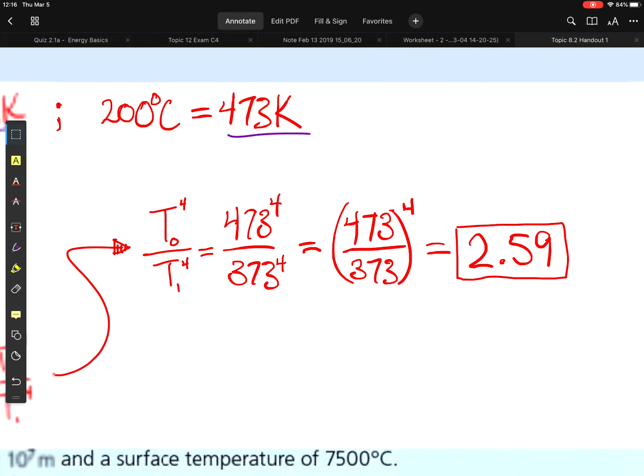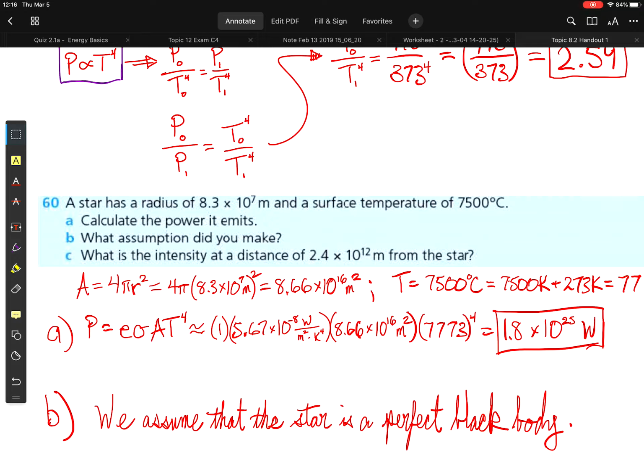All right, taking a look at problem number 60, and this is from your Hotter text, as you can see by the blue, slightly blurry text. A star has a radius of 8.3 times 10 to the 7 meters and a surface temperature of 7,500 degrees Celsius. So first, calculate the power that it emits.